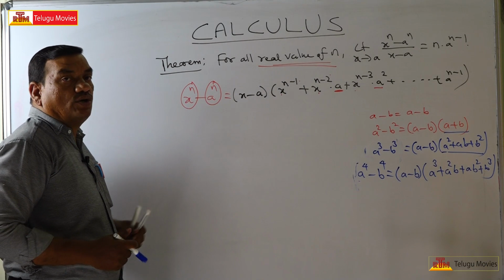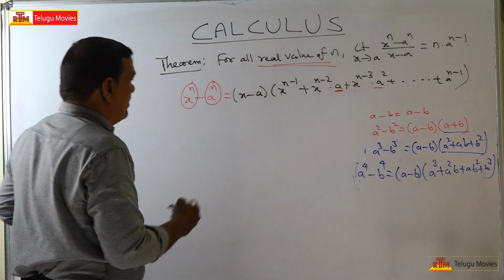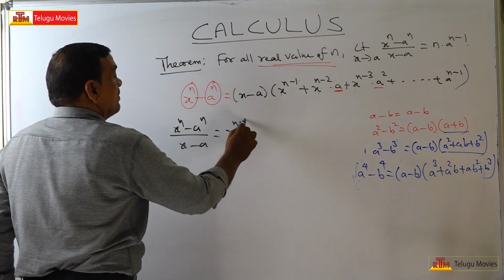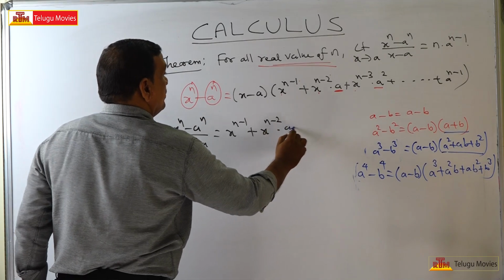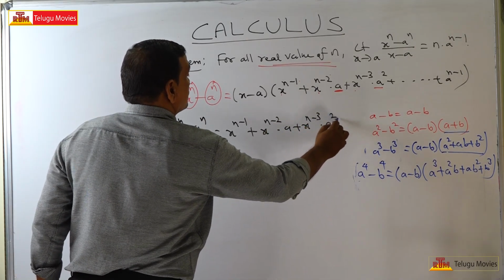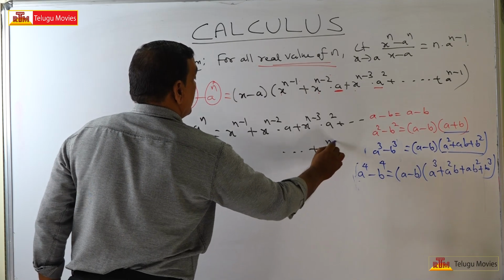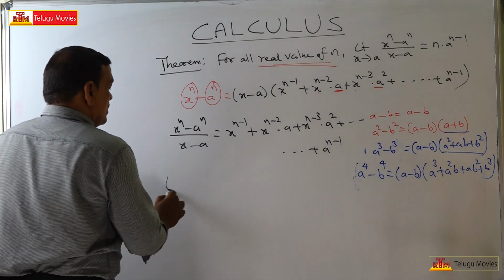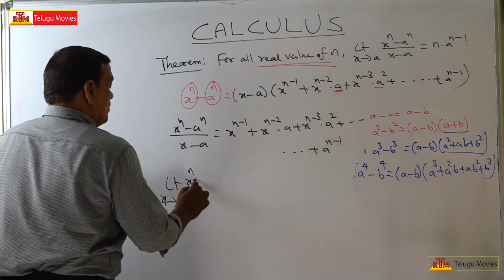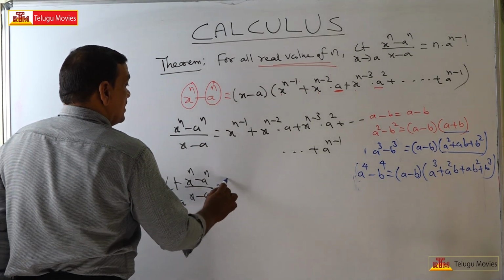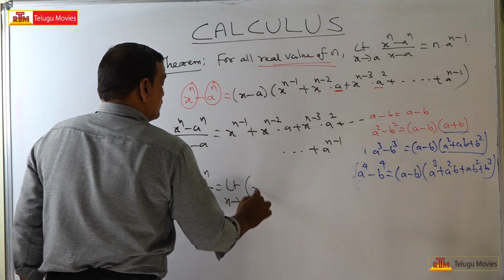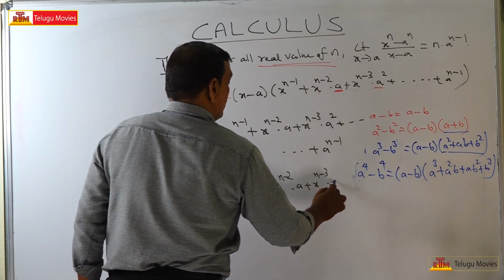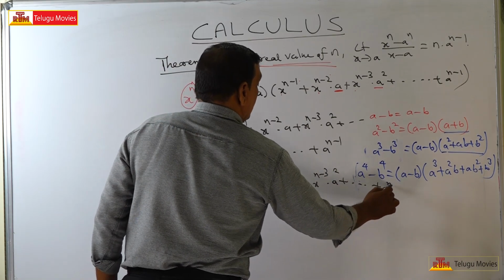Now take this x minus a to the left hand side. So (x power n minus a power n) upon (x minus a) is x power n minus 1 plus x power n minus 2 into a plus x power n minus 3 into a square plus and so on, a power n minus 1. Okay, so apply the limit x tends to a on both sides. So limit x tends to a of (x power n minus a power n) by (x minus a) is equal to limit x tends to a of x power n minus 1 plus x power n minus 2 into a plus x power n minus 3 into a square plus and so on, a power n minus 1.